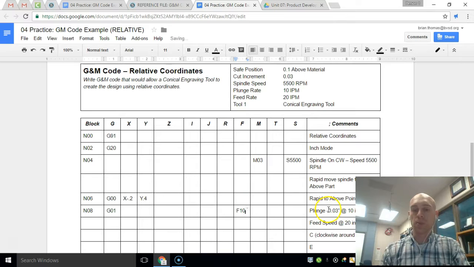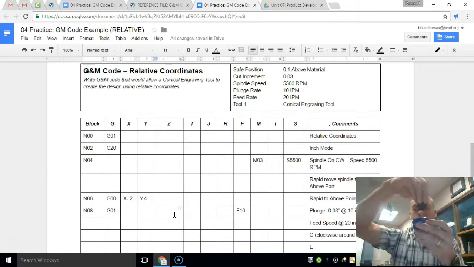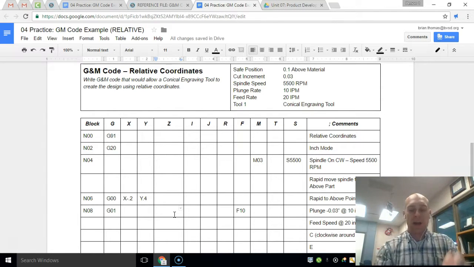If I want to plunge to minus 0.03, I am starting at 0.1. So if I go down 0.1, I'm touching the top. And if I go down another 0.03, I'm into the yo-yo. So I need to actually go down minus 0.13. The minus 0.1 takes me to the top, and the additional 30 thousandths takes me 30 thousandths into the material. So that is an important thing that you do. If we want to plunge to minus 0.03, we actually have to do a Z minus 0.13 because we're starting a tenth above.